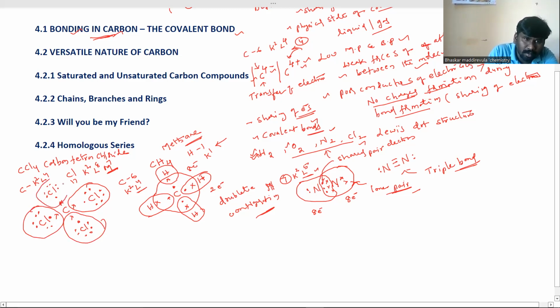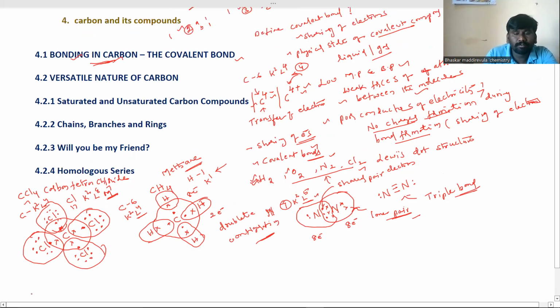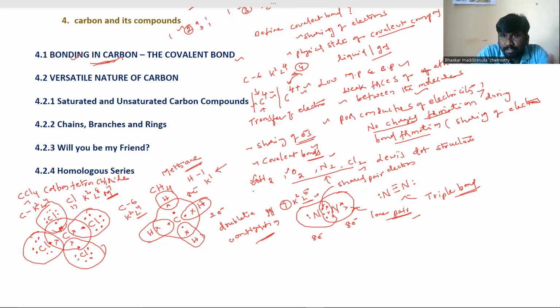And carbon also attains the octet configuration. You can see the 8 electrons here: 1, 2, 3, 4, 5, 6, 7, 8. So this is the Lewis dot structure of carbon tetrachloride. From the first topic, bonding in carbon and covalent bonding, these are some sample questions. You should be thorough with the Lewis dot structures.